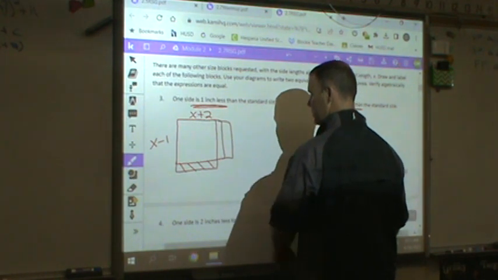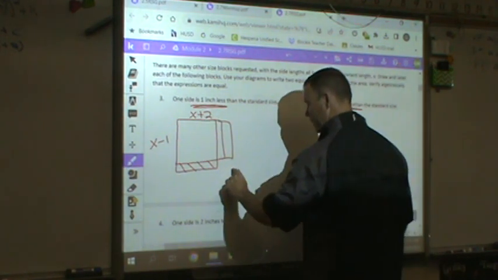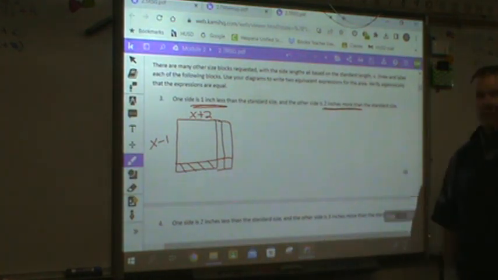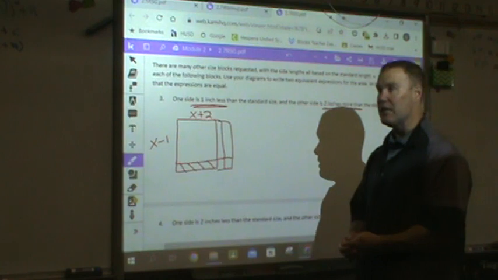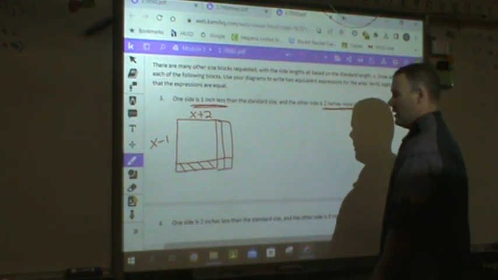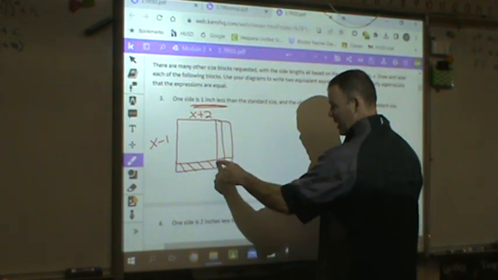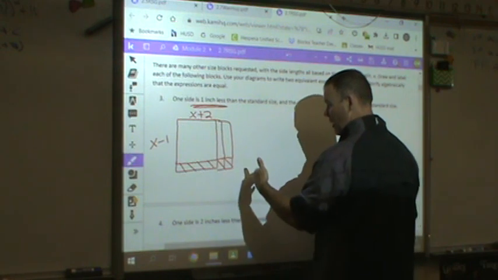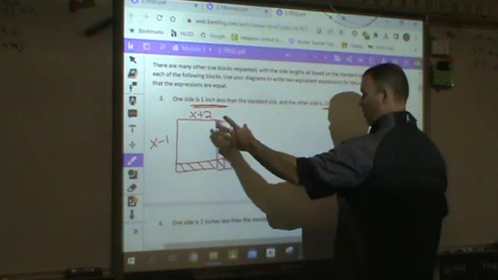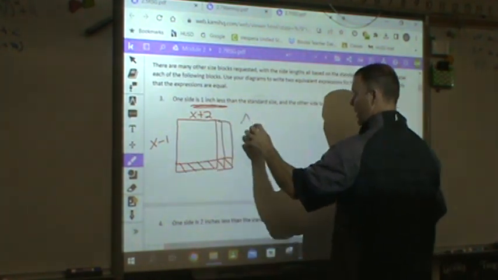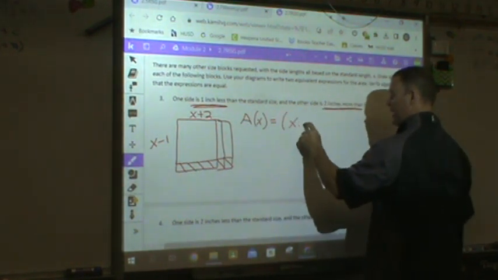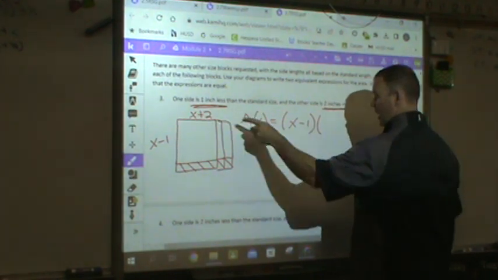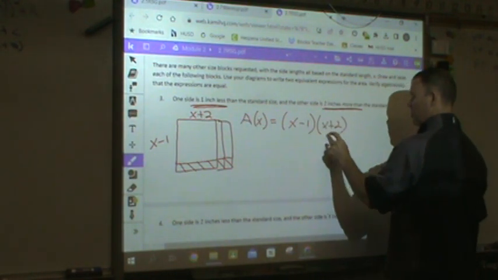Well, x plus 2, complete the model. But what you have to remember here is when you're dealing with signs, positives and negatives, negatives rule, essentially. So I have to continue the shading all the way across. Well, find your area, or express your area as your factors, x minus 1 and x plus 2.